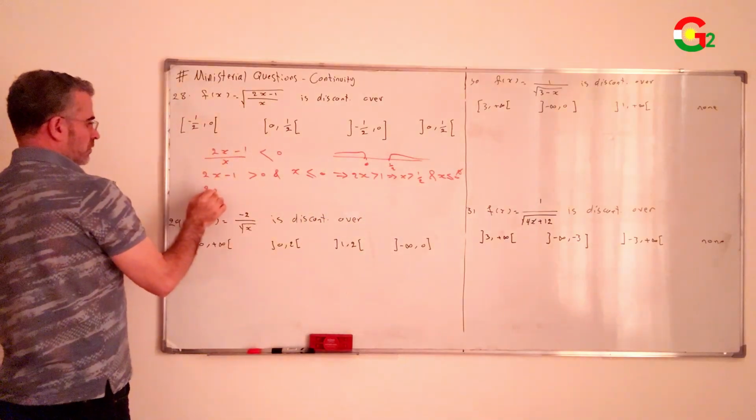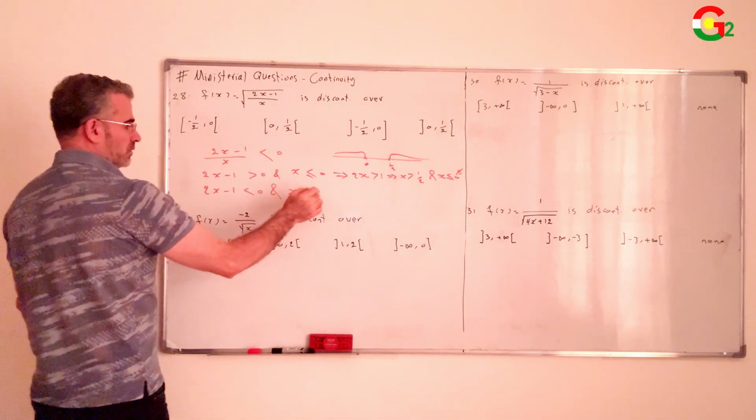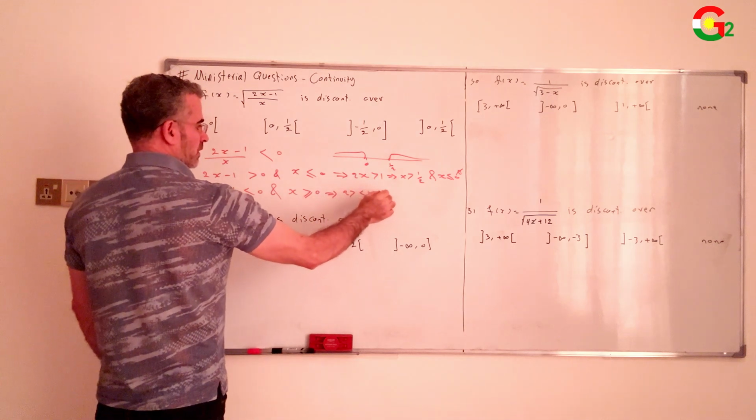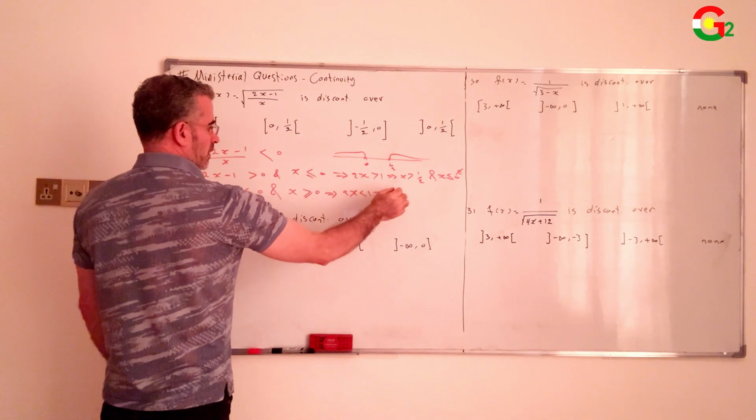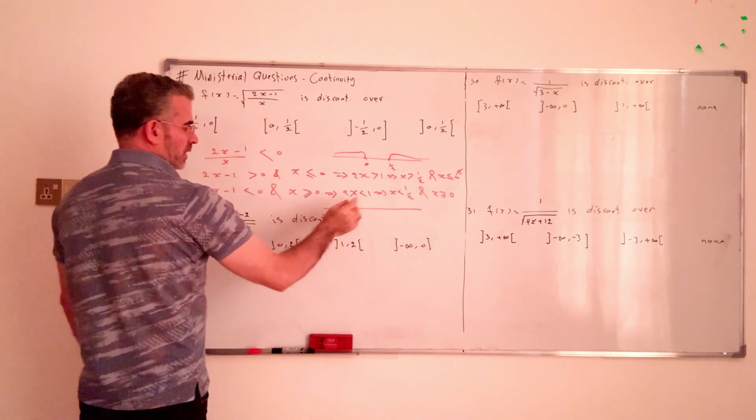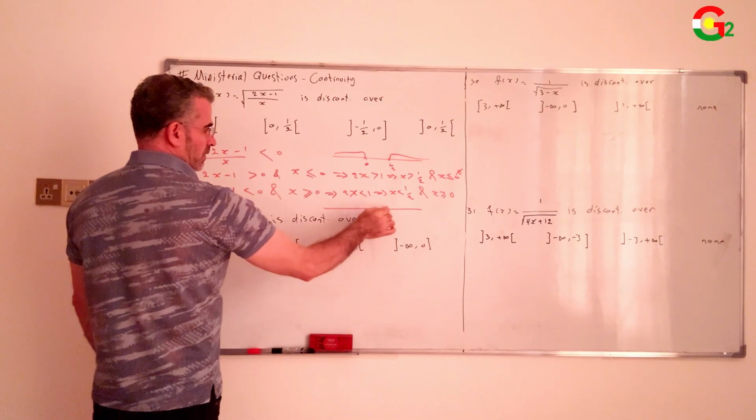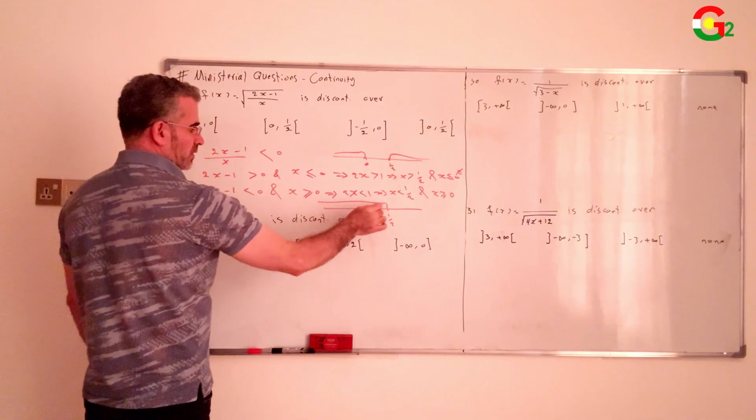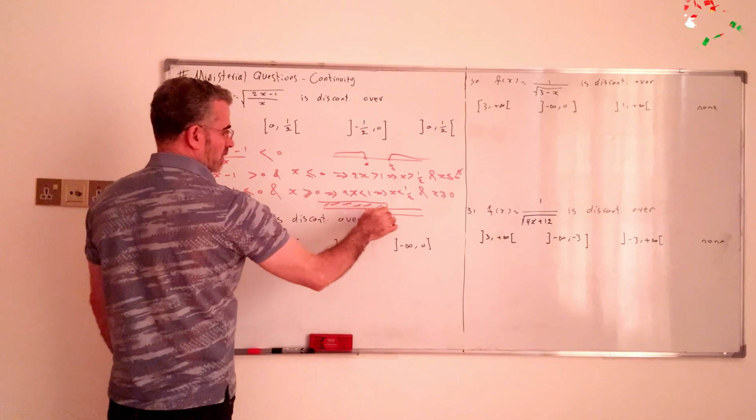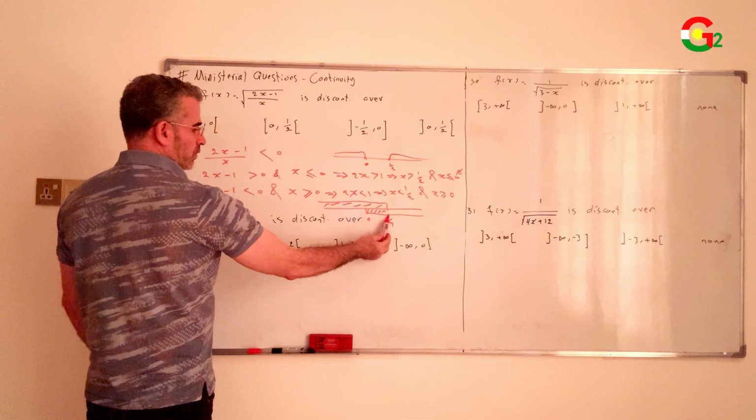The second case, 2x minus 1 less than 0 and x greater than or equal to 0. Then 2x less than 1, so x less than 1/2, and x greater than or equal to 0. The intersection of these two intervals, x less than 1/2 and x greater than or equal to 0, is 0 to 1/2.